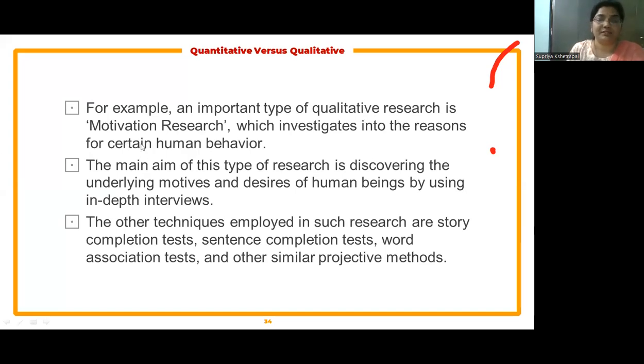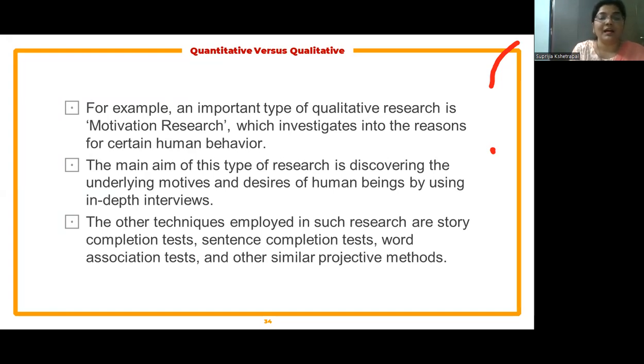motivational research which investigates into certain human behavior. The main aim of this type of research is discovering the underlying motives and desires of human beings by using in-depth interviews. तो आप उसमें in-depth interviews लेके उनका जो भी quality है, that we can get it.